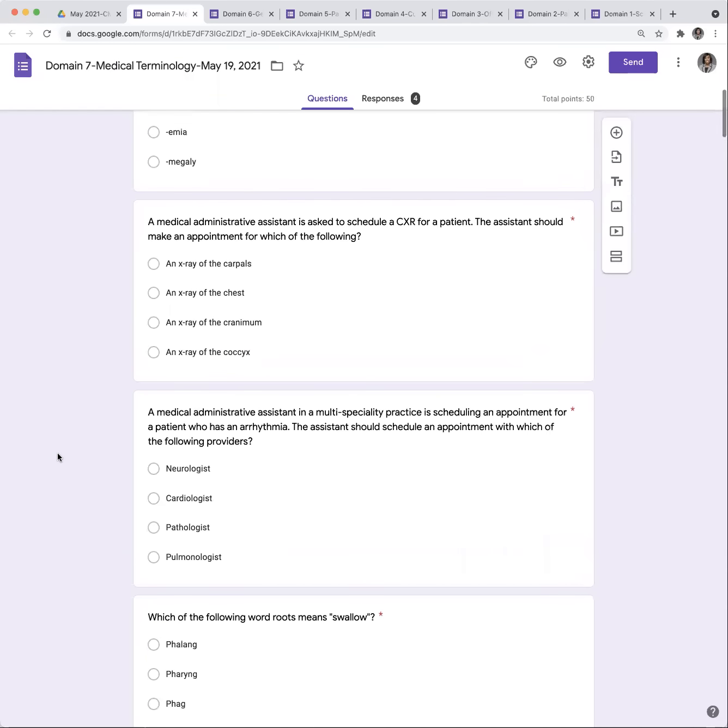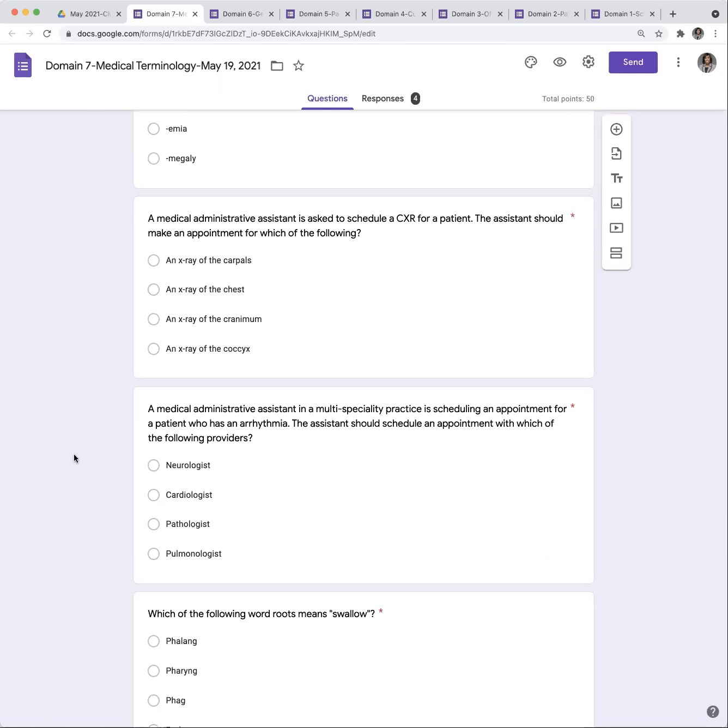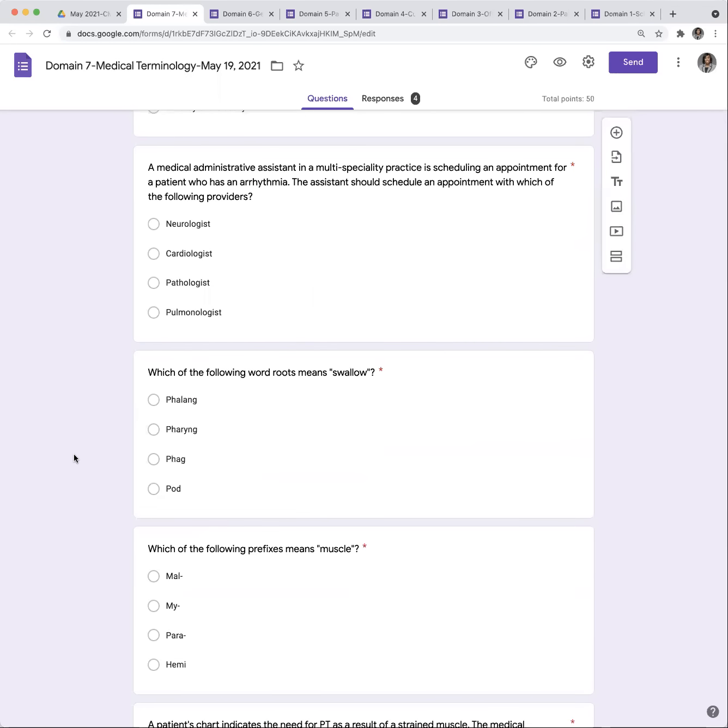A medical administrative assistant is asked to schedule a chest x-ray for a patient. The assistant should make an appointment for which of the following? X-ray of the chest. A medical administrative assistant in a multi-specialty practice is scheduling an appointment for a patient who has an arrhythmia. The assistant should schedule an appointment with which of the following providers? Cardiologist.